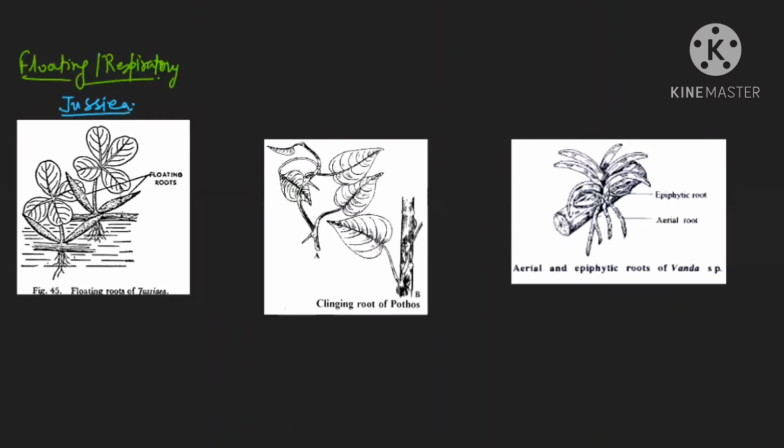Now the second example, money plant. Money plant is biologically known as Pothos. This is the biological name of money plant. They have climbing roots. The money plants have climbing roots which help them to climb on top of another plant.